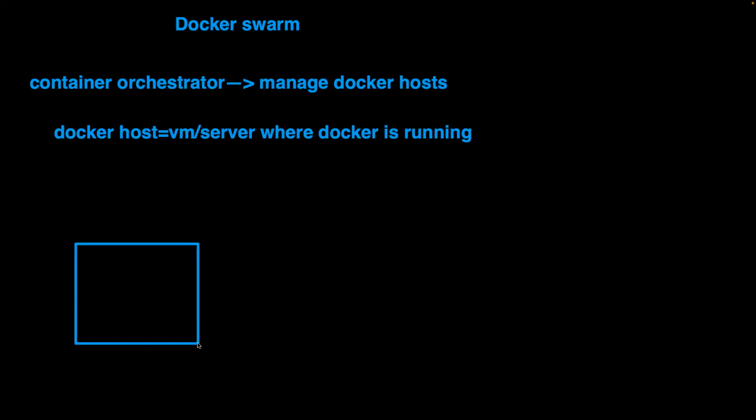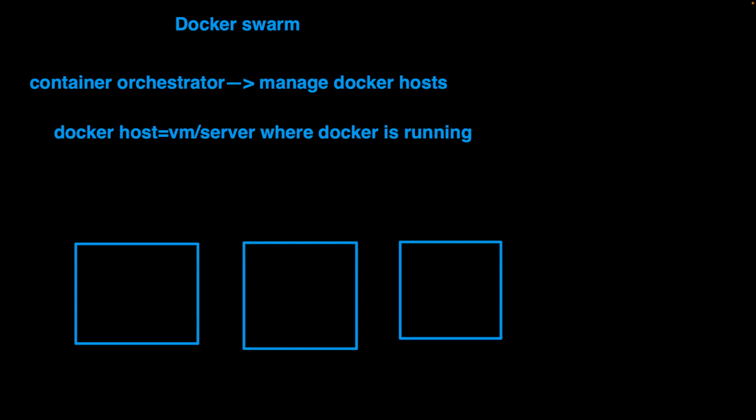We have one EC2 instance. On this, we use Docker Compose to deploy. What if I have multiple Docker hosts? Multiple EC2 instances. All of these are Docker hosts, meaning where Docker is running. And on all these machines, we have to deploy some microservice applications or whatever. So how do we manage them? What is meant by managing the containers?